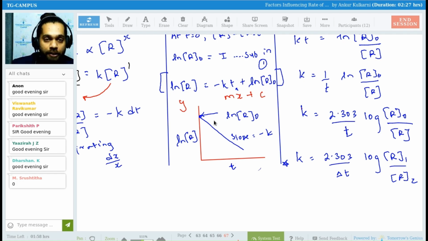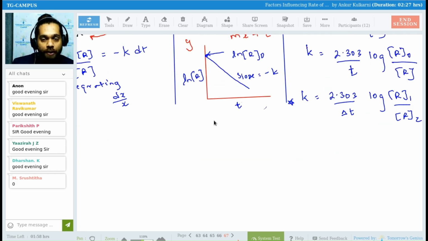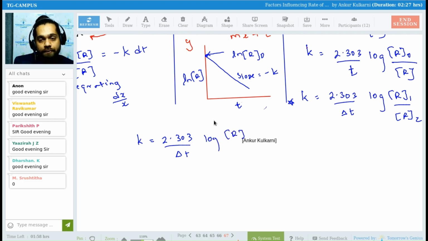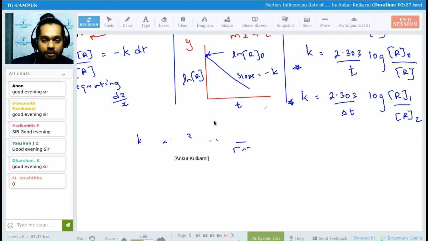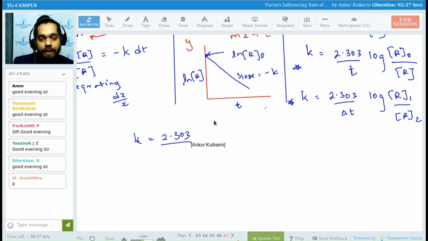y is equal to mx plus c. So over here, what is our equation? K is equal to 2.303 over delta t, log of R1 over R2. Or you can better take this equation: K is equal to 2.303 over t, log of R naught by R.